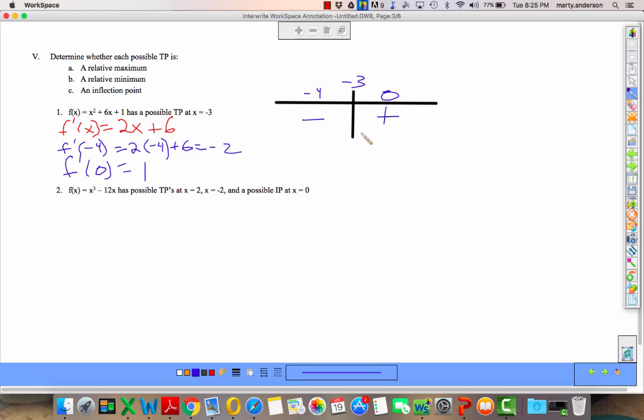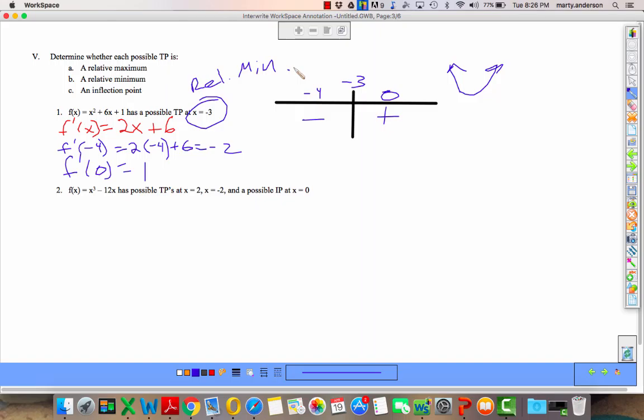So if I am negative followed by positive, I know I'm going down followed by going up, which means negative 3 is a relative minimum, which if we looked at the original function, I have an x squared and it's positive. I should know from being in this class that it's a parabola that it's going to open up.